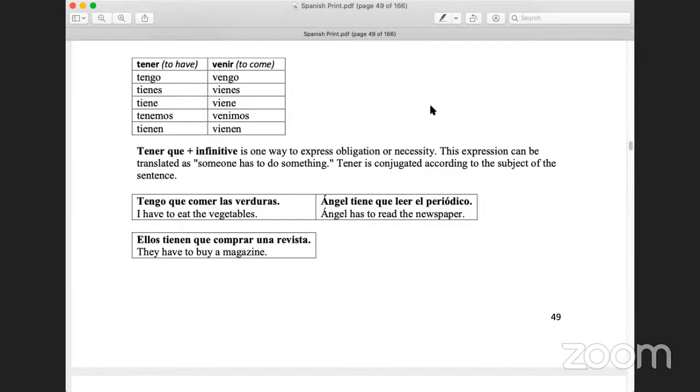So tengo que plus infinitive is one way to express obligation or necessity. You have to do something. So it's really, I have to do something. Tengo que, I have to do something. Literally, tengo means I have.